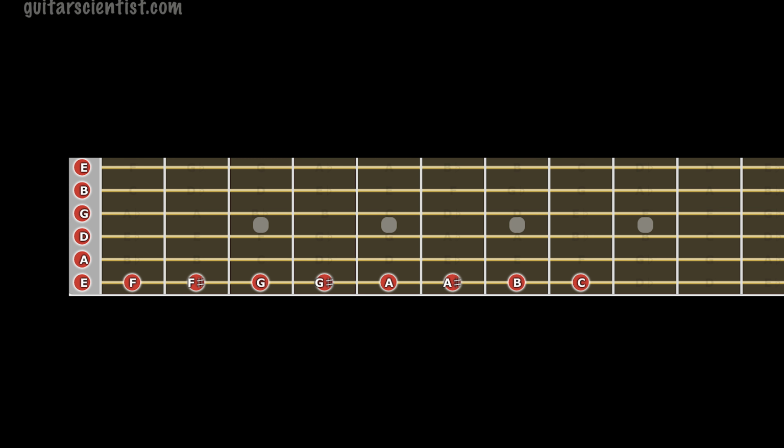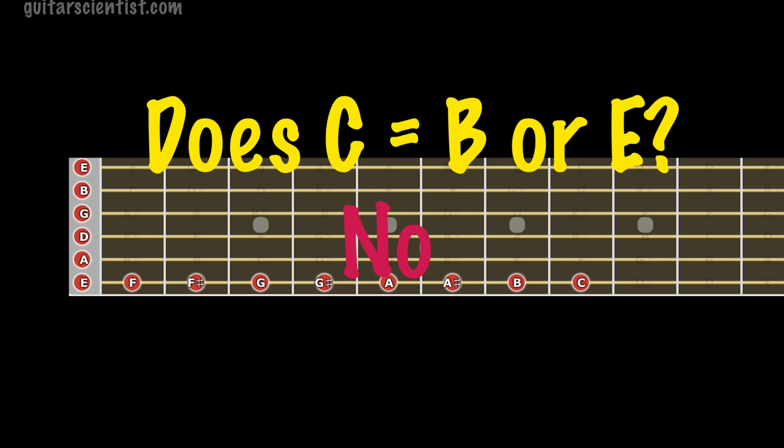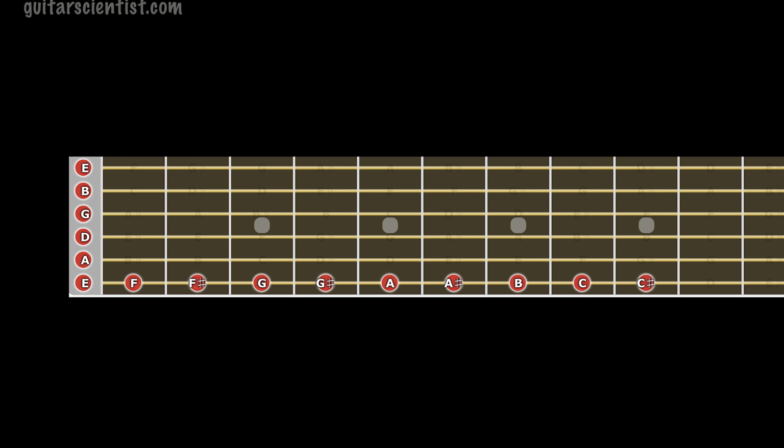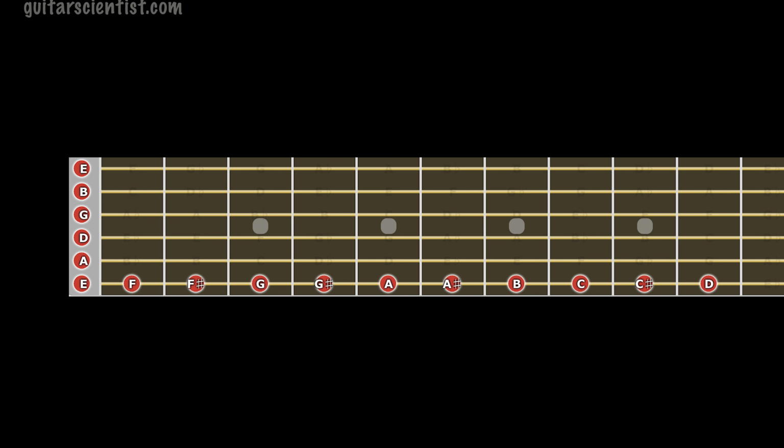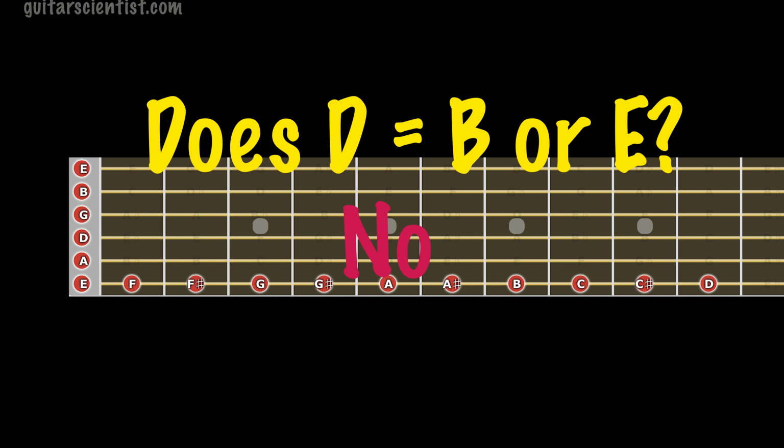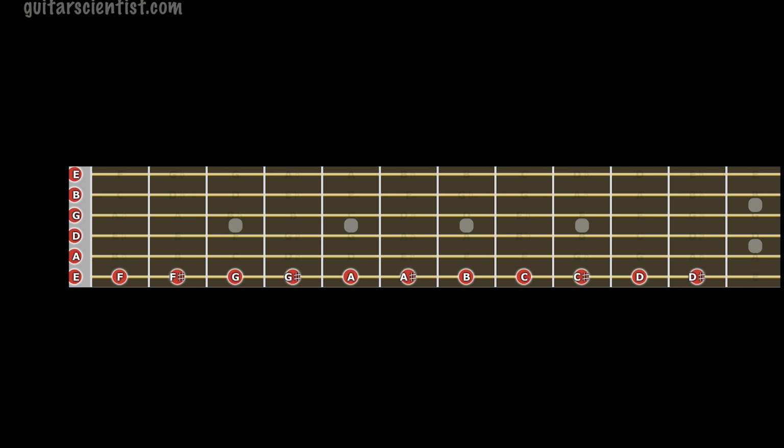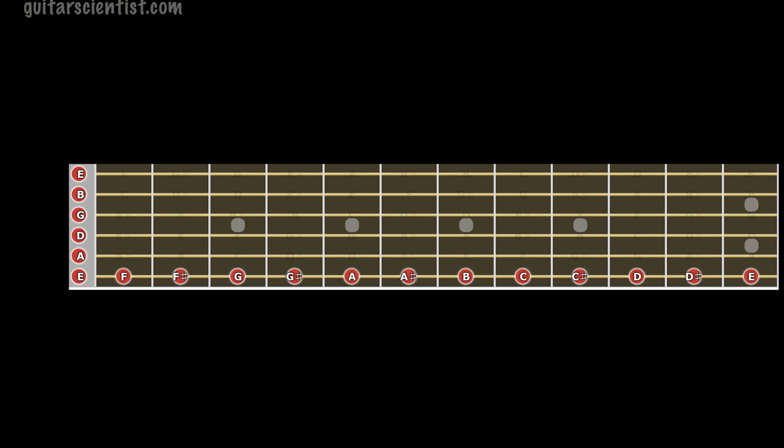C is not B or E, so the next note up is C sharp. Then the next note up from C sharp is D. D is not B or E, so the next note up is D sharp. The next note is then E. We've made it up to an octave. We are now 1 octave higher than where we started with the open E string.